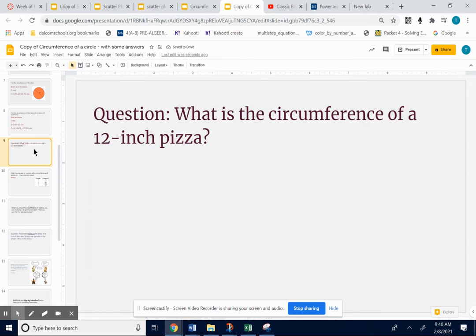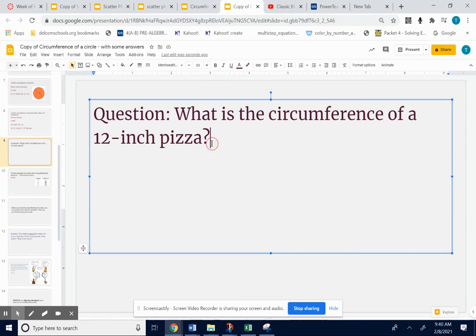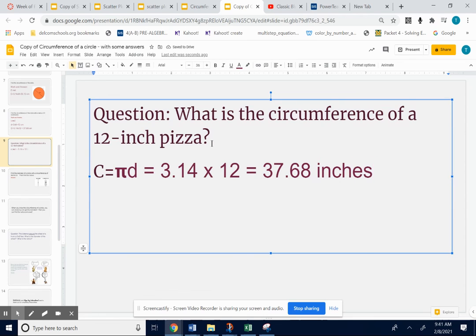The next problem: what is the circumference of a 12-inch pizza? Now, you may not have known this, but when they say it's a 12-inch pizza, that's the diameter. They use the diameter to represent the size of the pizza. It's 12 inches in diameter. So we're just going to use C equals pi times diameter. We're going to take 3.14 times 12, and that gives us the same answer as the other problem, 37.68 inches. So there's 37.68 inches around the outside of a 12-inch pizza.